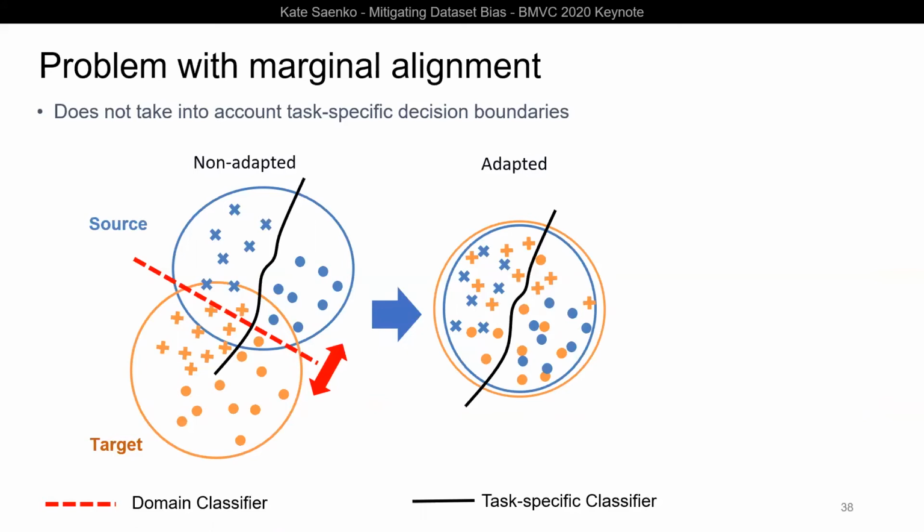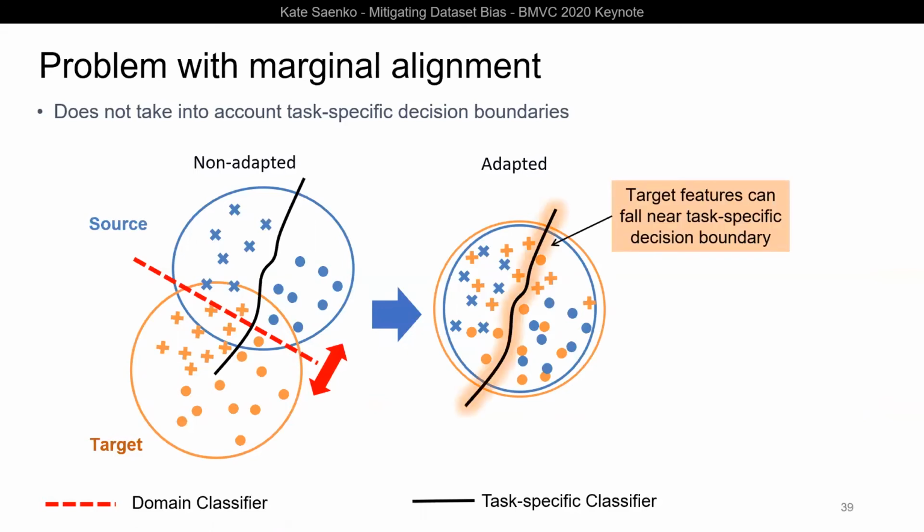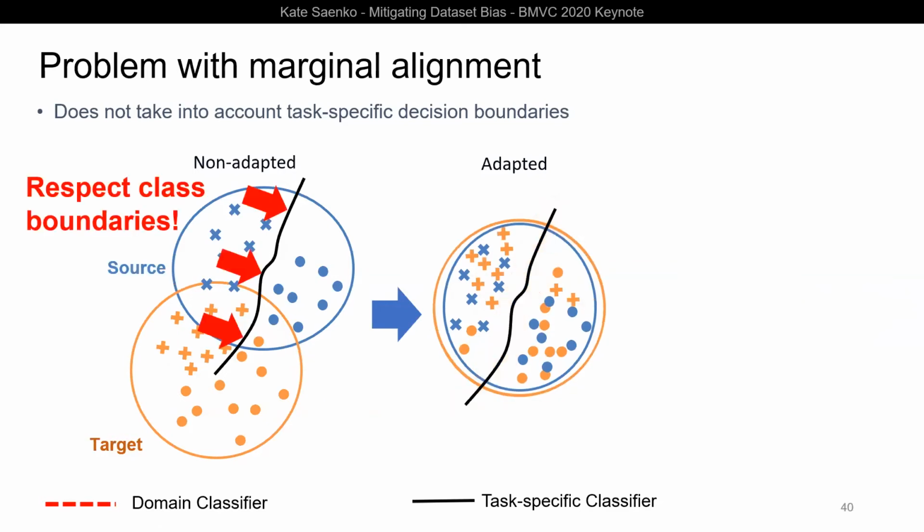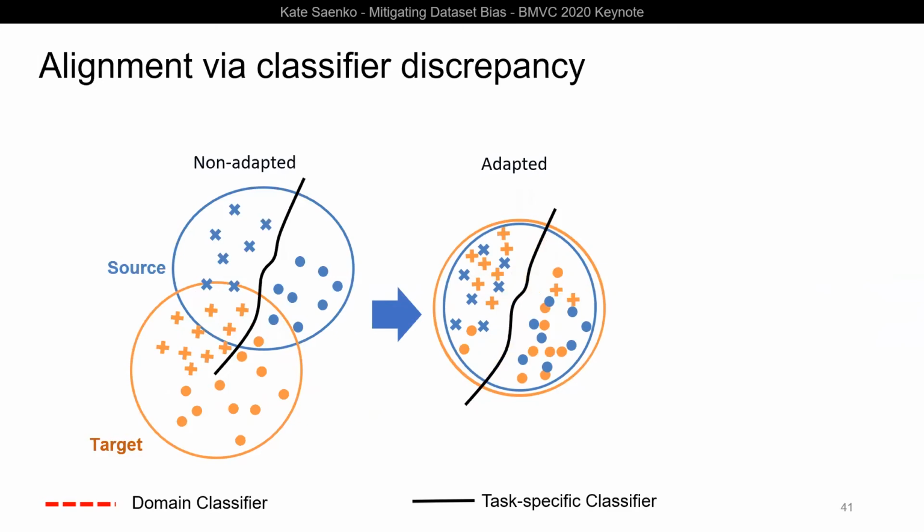Well, a problem with this is that some of the target features could be generated close to the task-specific decision boundary, which will make them ambiguous and at high risk of misclassification. So how can we avoid having these ambiguous, non-discriminative features in the target domain? Well, the idea here is to respect the class boundaries of our task classifier and use it to actually do the domain alignment instead of using a discriminator like we did before. This technique is called classifier discrepancy.